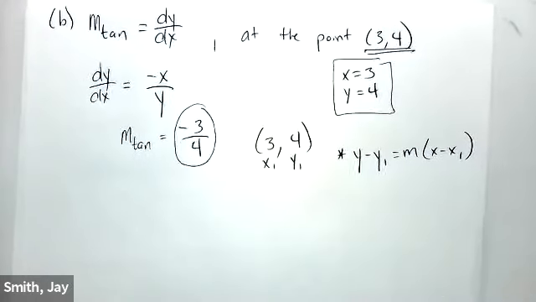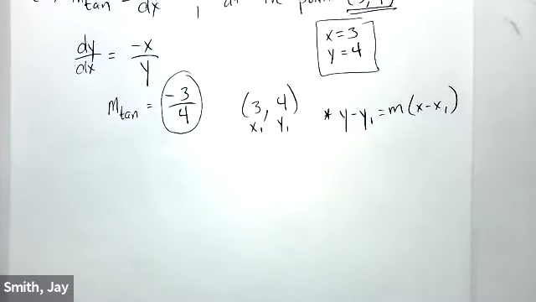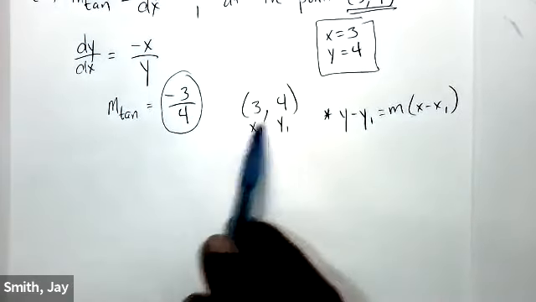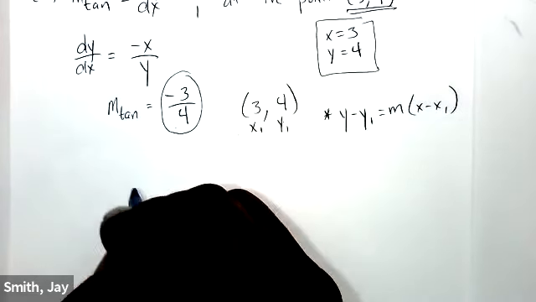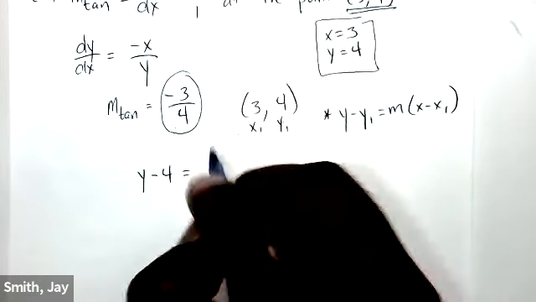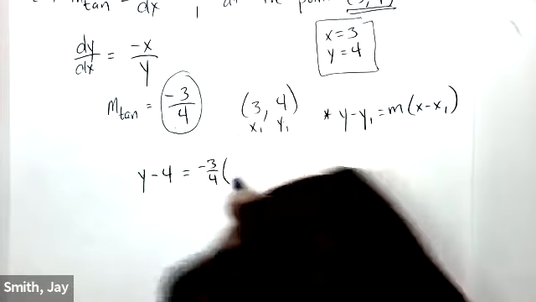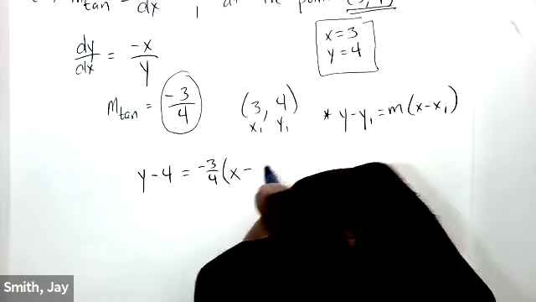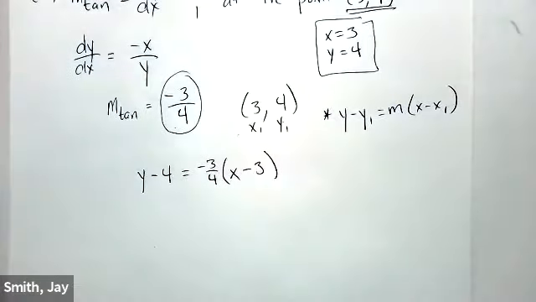Now remember, there are a couple of ways we can write the equation. We can write it in slope-intercept form, we can write it in standard form, or we can write it in point slope form, like we have here. So if this is x1, this is y1, we have our slope, plugging everything in its appropriate place, y minus y1 is equal to our slope times x minus x1. And we'll have y minus 4 is equal to negative 3/4 times x minus 3.